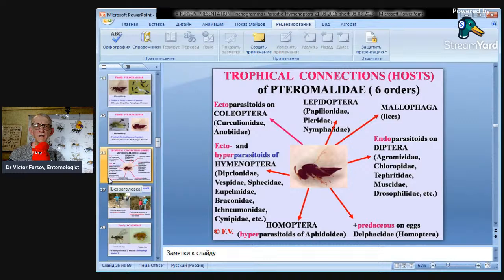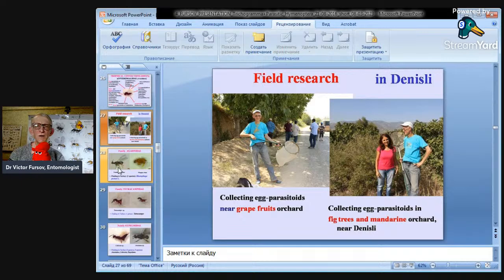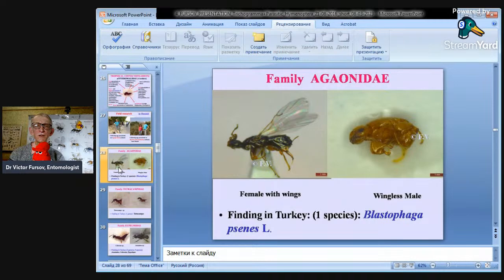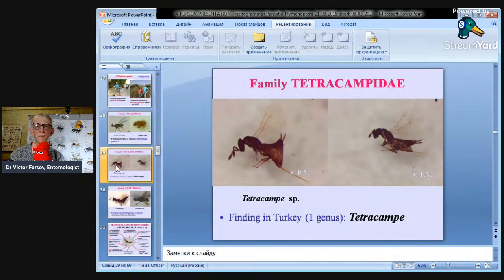Okay, here are some pictures of field research near Denizli, in the southwestern part of the Republic of Turkey, where we collected material on the family Agaonidae, including in Ankara. These Agaonidae were found near Ankara as well, but in Denizli and generally in Adana, they were widely spread. This is a pollinator of a fig tree. Okay, family Tetracampidae, genus Tetracampa.